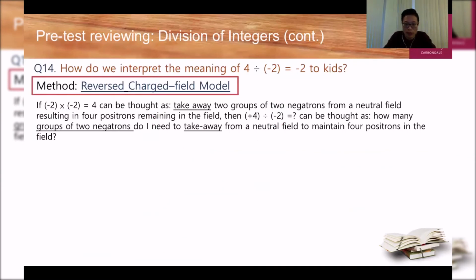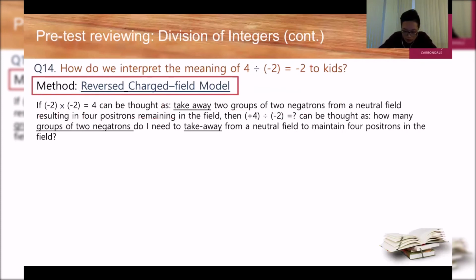All right, let's move back to here and see the question again. We reverse this equation to this one: -2 times -2 is equal to 4. So that means we take away 2 groups of 2 negatrons. We take away 2 groups of 2 negatrons to maintain 4 positrons in the field.